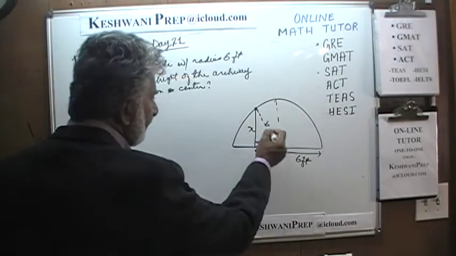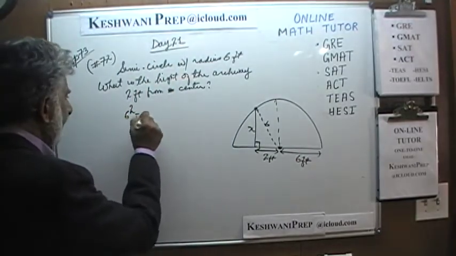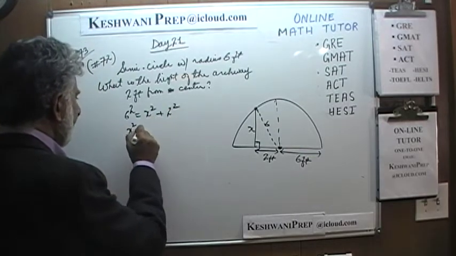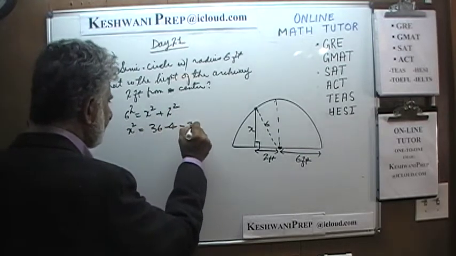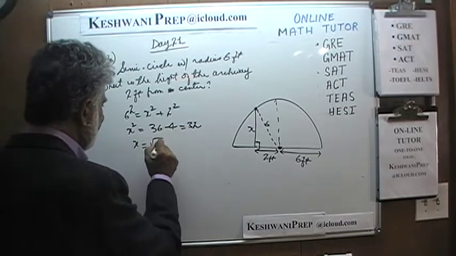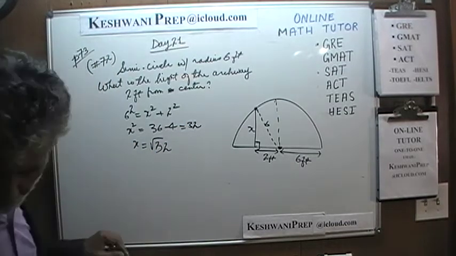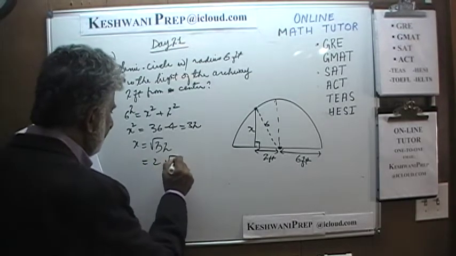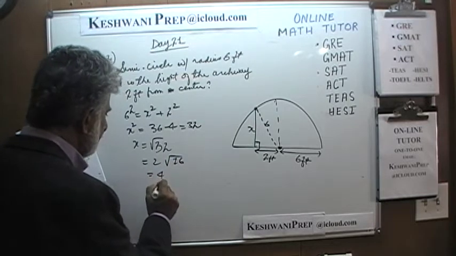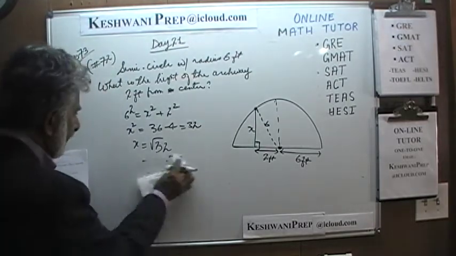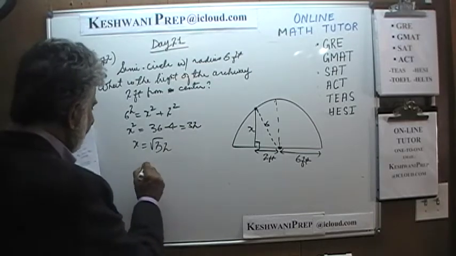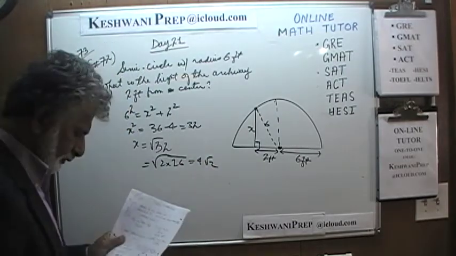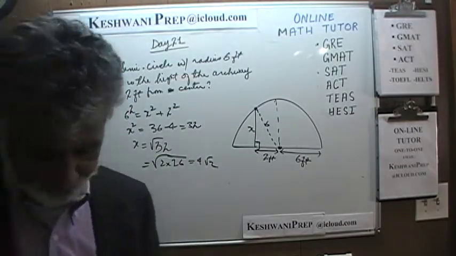So the radius is 6 feet. So it's 6 squared. It has to equal x squared plus 2 squared. And that's all it is. X squared is simply 36 minus 4, which is 32, and therefore x is the square root of 32, which of course is simply the square root of 2 times 16, which is simply 4 times root 2, and that's the answer choice D.